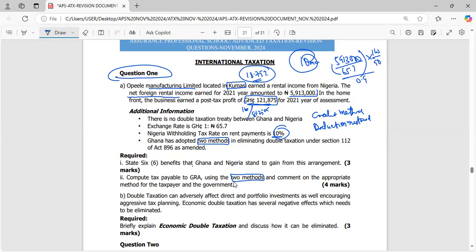Or this amount is equivalent to 81.25%. So just divide this value by 0.8125. It will still give you the 150,000.